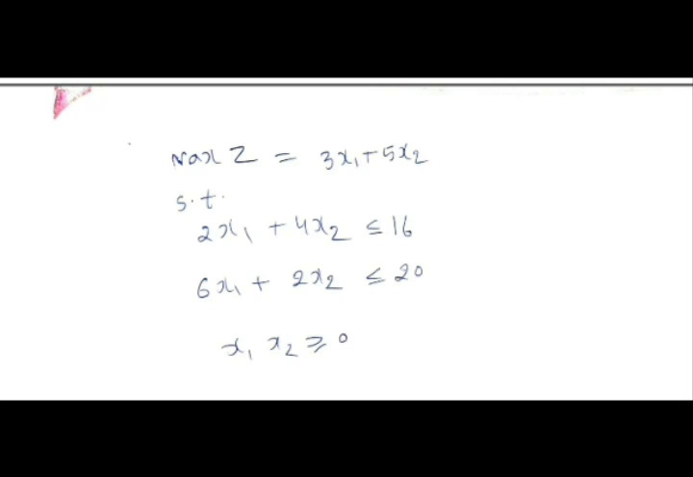So this is our objective function, which we have to maximize, and the conditions are these two conditions. Under these conditions, along with x1, x2 ≥ 0, which is obvious because the number of chairs and tables cannot be negative. So this is the mathematical form of the given problem.